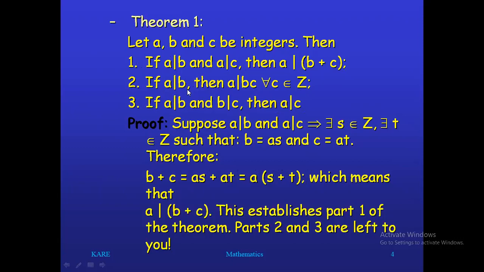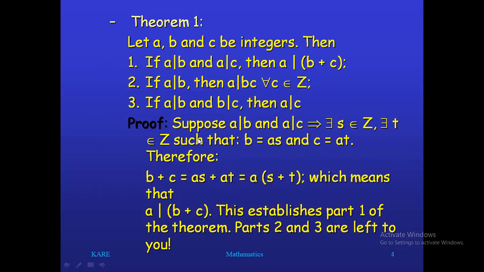So a divides b means then its multiple. A divides bc, where c belongs to the integers. So if a divides some number b, then a will be dividing its multiples also. That is the meaning for the second one. Third one: if a divides b and b divides c, then a divides c. Okay, if a divides b and b divides c, then a divides c. Now in all these three, let us see the proof for the first one. The second and third are just left to you all.